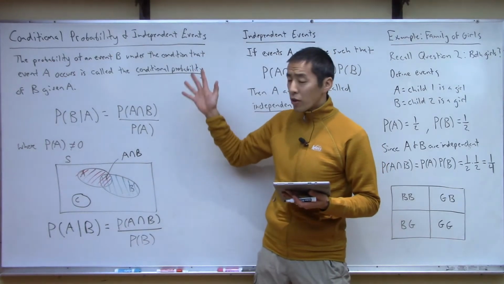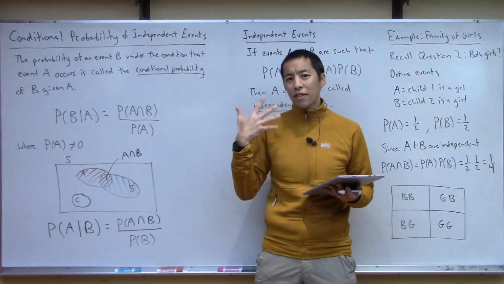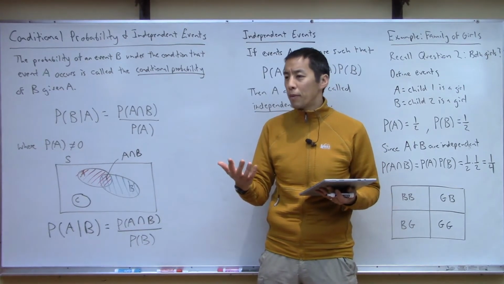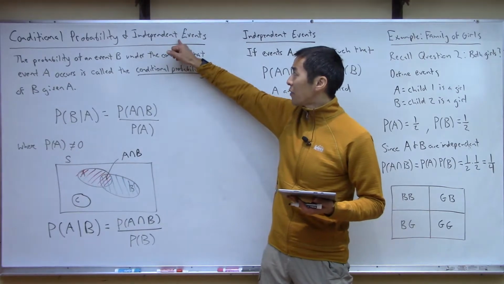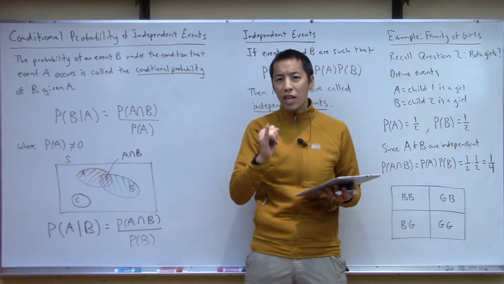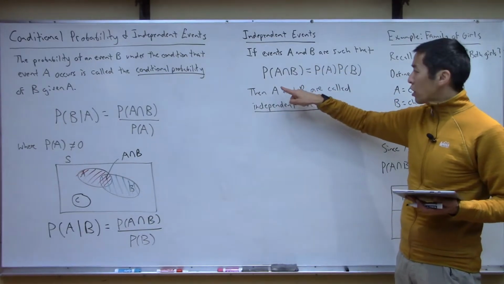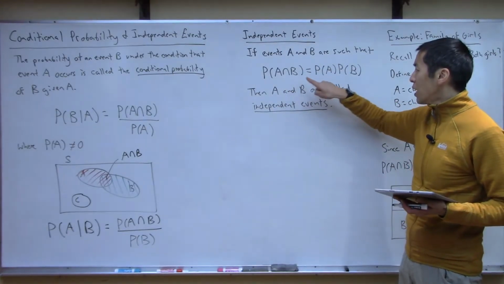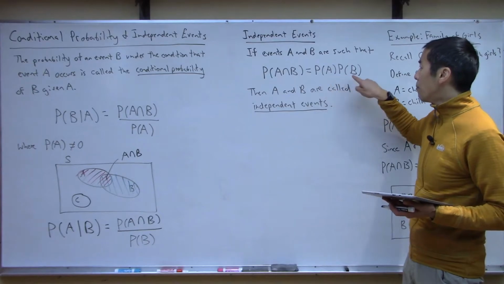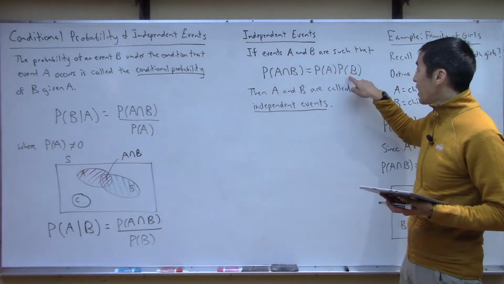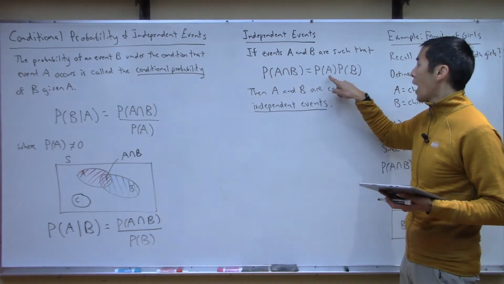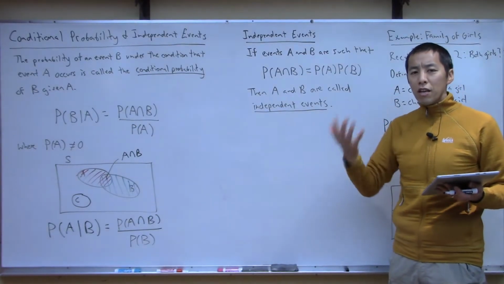All right, now that we've talked about conditional probability and the multiplication rule for probabilities, let's turn our attention to the second half of this statement and take a look at what are known as independent events. If you have two events A and B such that the probability of A intersect B is equal to the probability of A multiplied by the probability of B, then when this is true, A and B are referred to as independent events.